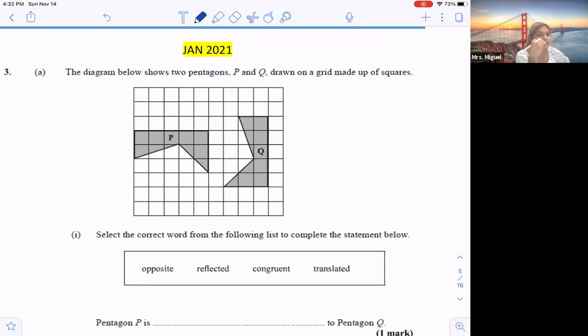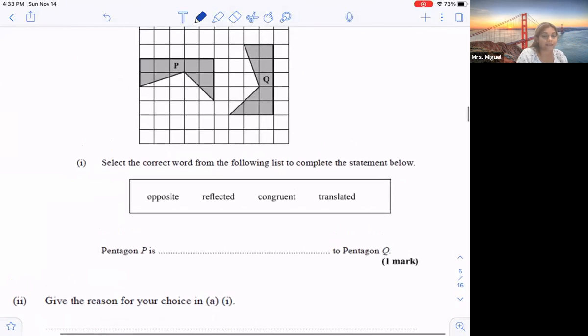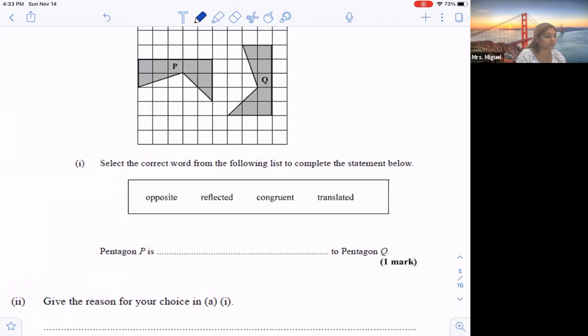Now, it is not translated because translated is like a slide. It's like you standing at one point and you move your left foot and you take a slide. That is a translation. A reflection is you standing in front of the mirror. So clearly, P and Q is not translated and it's not reflected. So that is 2 out of the 4 answers we have removed. It's either opposite or congruent. Well, it's not opposite. So the only thing is pentagon P, because it has 5 sides, is congruent.